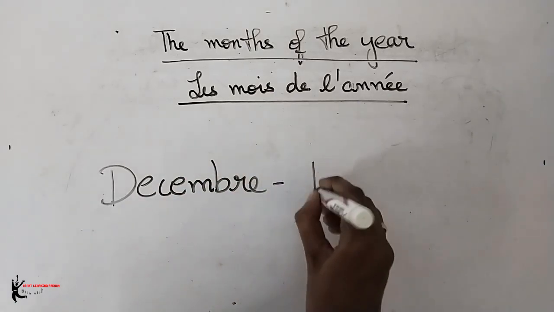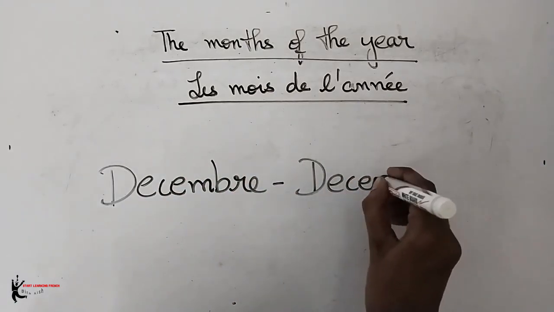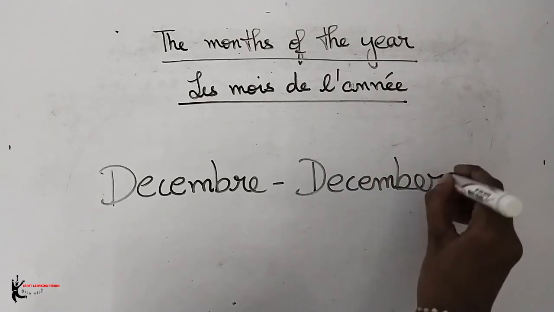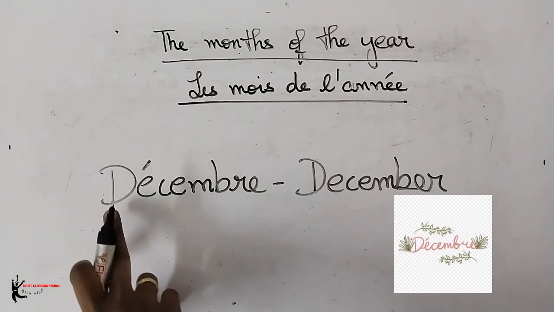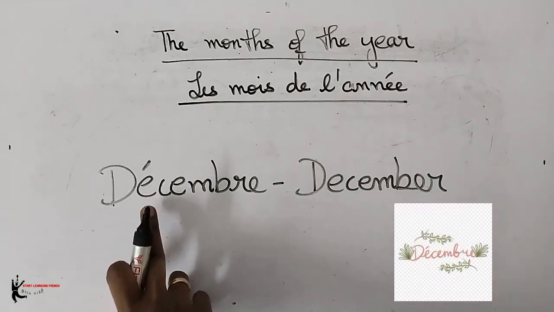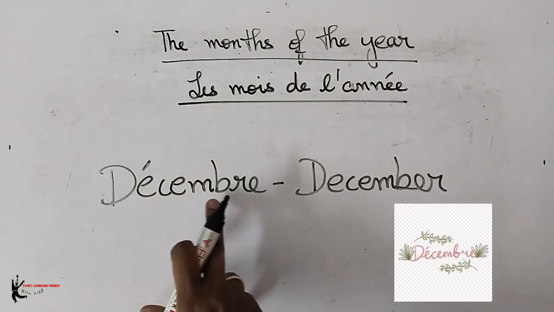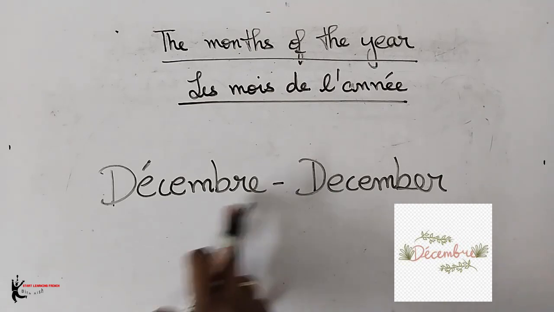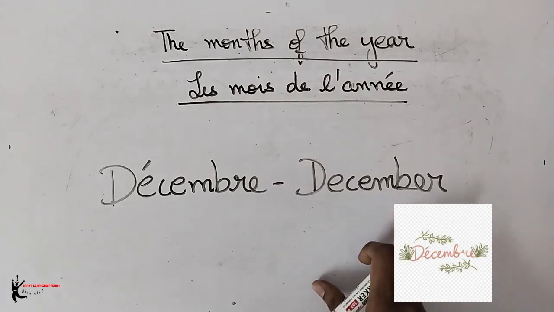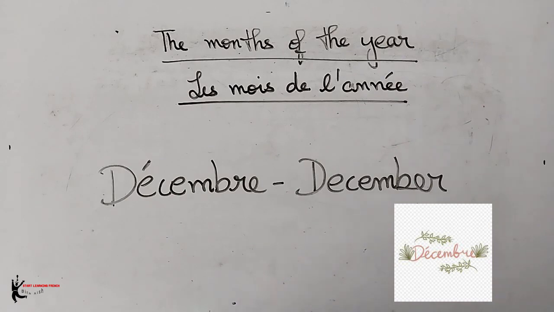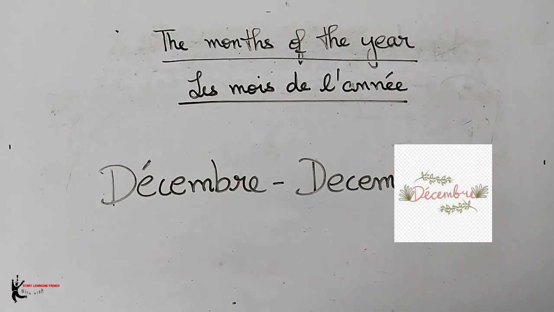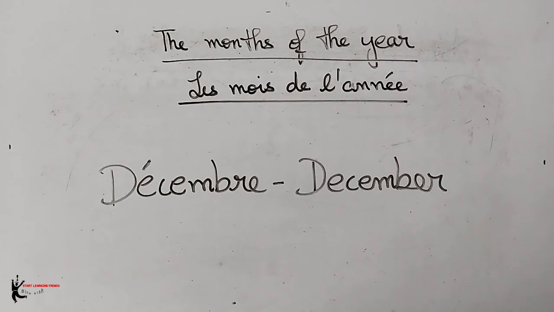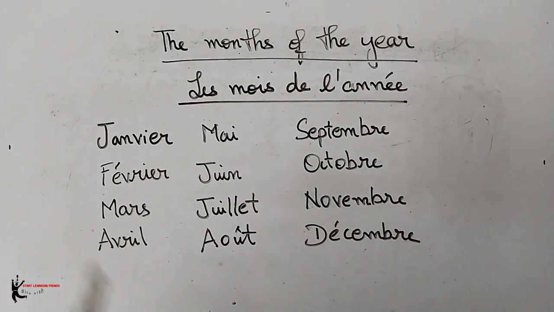Next, décembre is December. Accent aigu. Okay, décembre. D, E with an accent aigu, C, E, M, B, R, E. Décembre, December. Okay, let's repeat from the first.